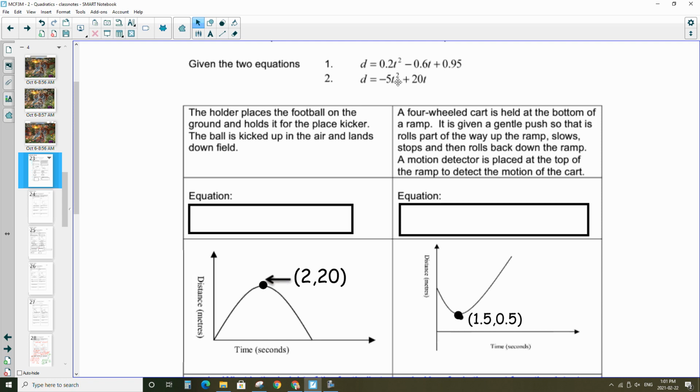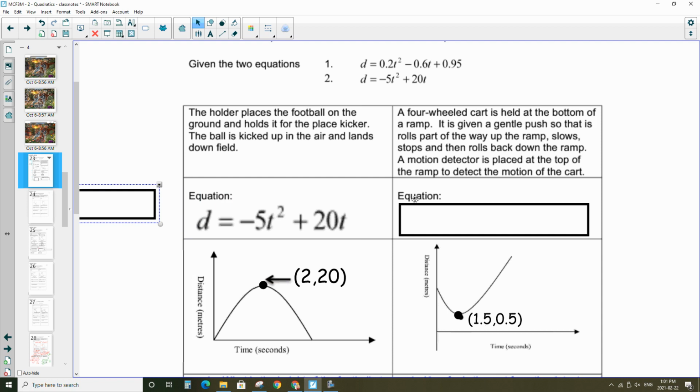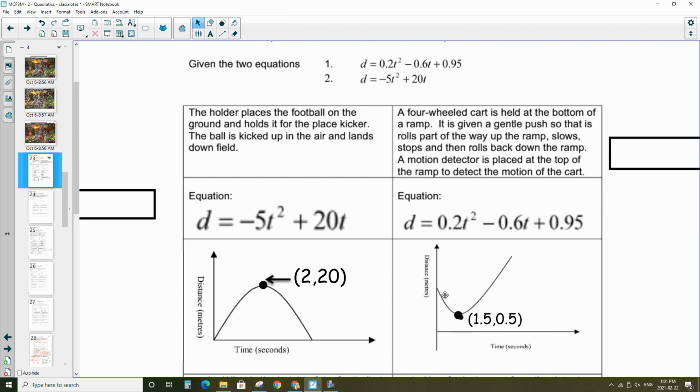All right, so which of these 2 equations matches each scenario? So the first equation, notice the last value, 0.95, is the y-intercept. So one of these 2 graphs has a y-intercept of 0.95. The second graph has a y-intercept of 0. Okay, so we can see that the first graph has a y-intercept of 0, so that first graph must match the second equation. And the second graph is going to match the first equation. Okay, so this point right here would be 0.95 for the y-intercept.